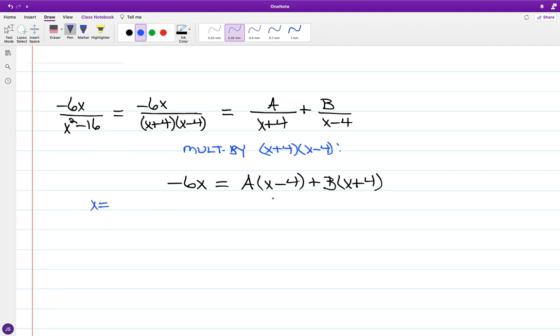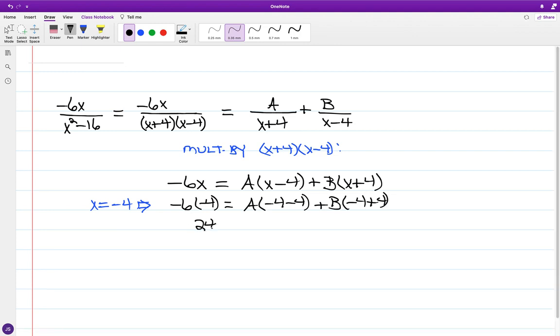So if I set x plus 4 to 0, so as to negate B and go ahead and solve for A, then x is going to be negative 4. For the setup, we're going to have negative 6 times negative 4 is equal to A times the quantity negative 4 minus 4 plus B times the quantity negative 4 plus 4. Negative 6 times negative 4 is positive 24, and we have A times negative 8.